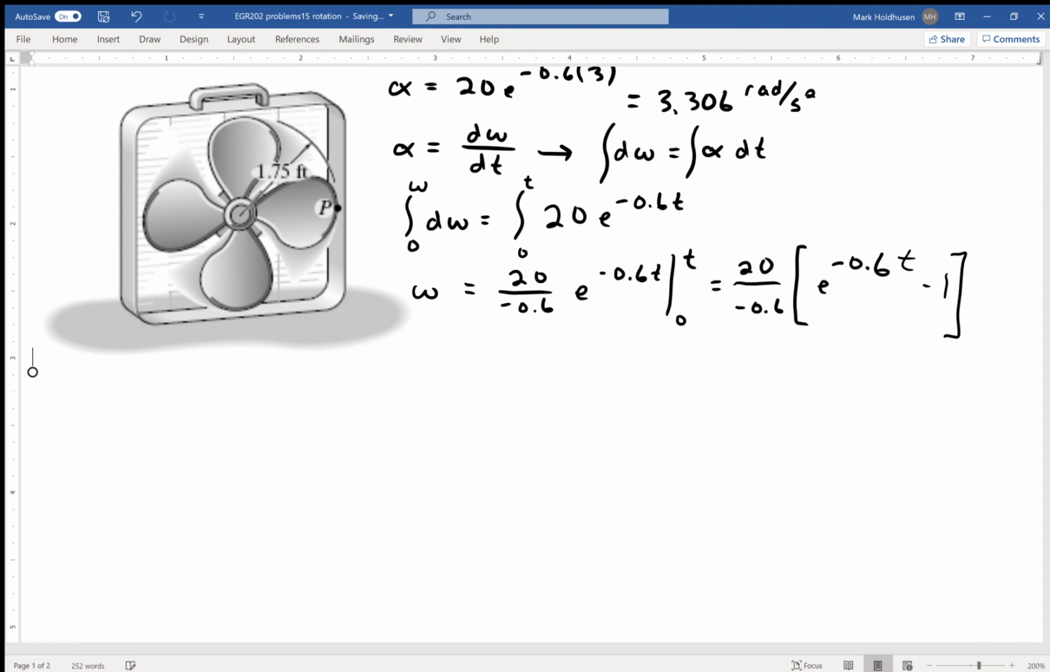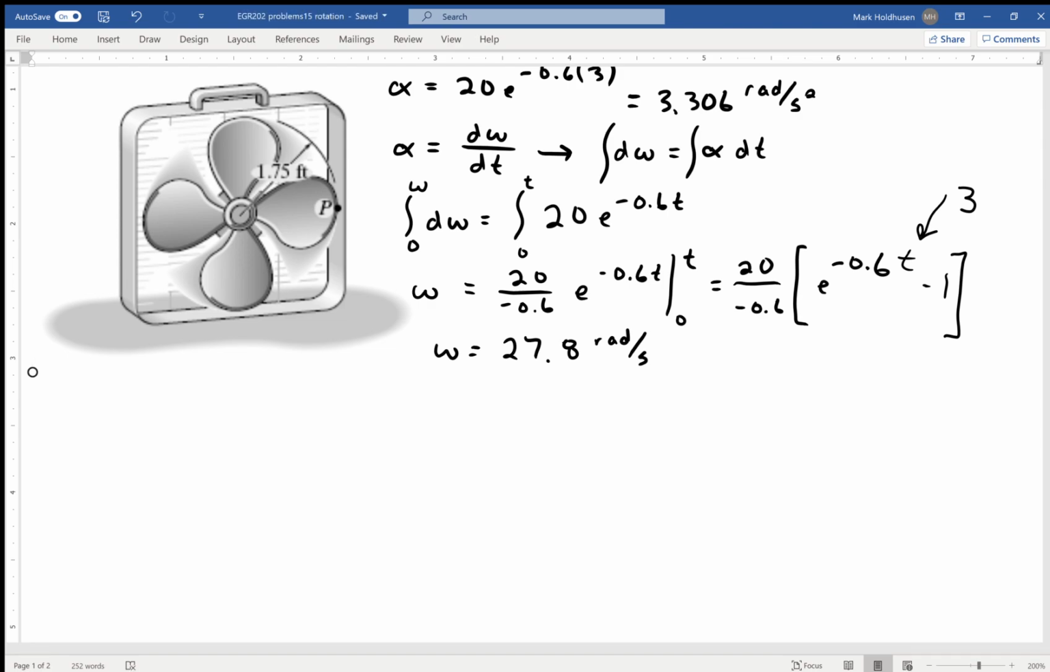Okay, now plugging in t equals 3 seconds, I can find that omega at this point is 27.8 radians per second. Okay, so that's omega when t equals 3.